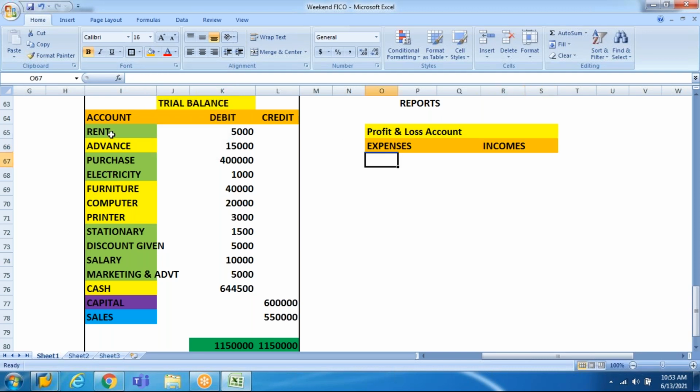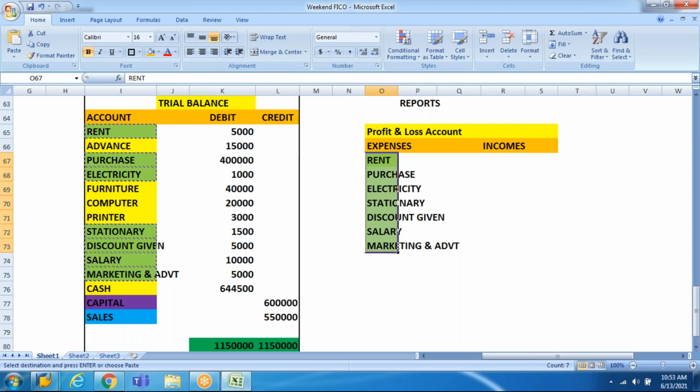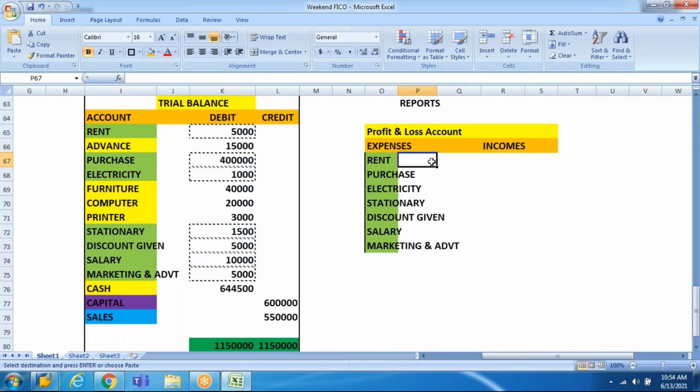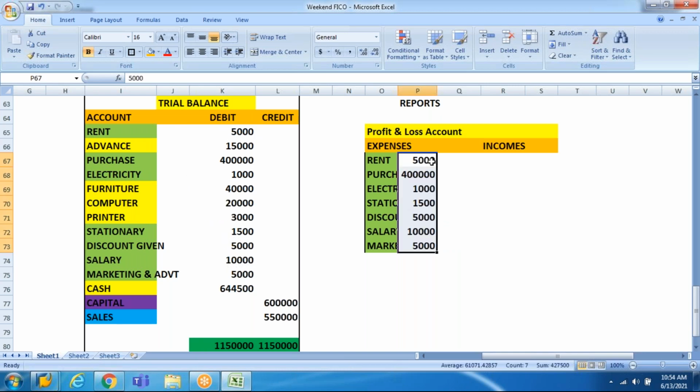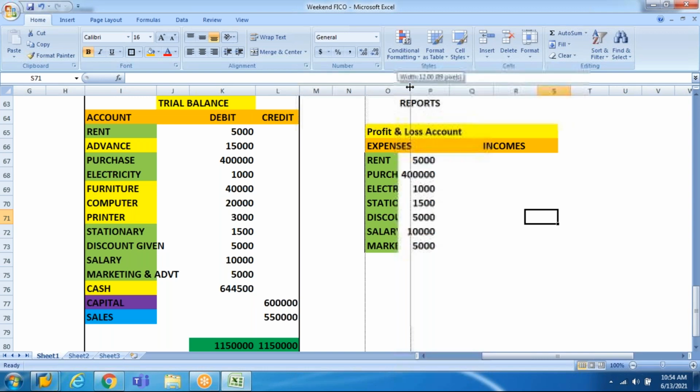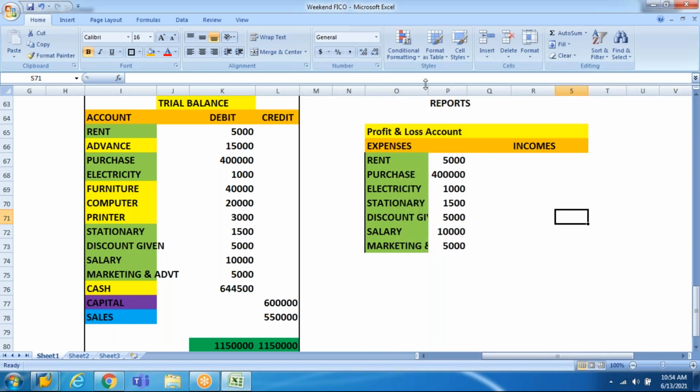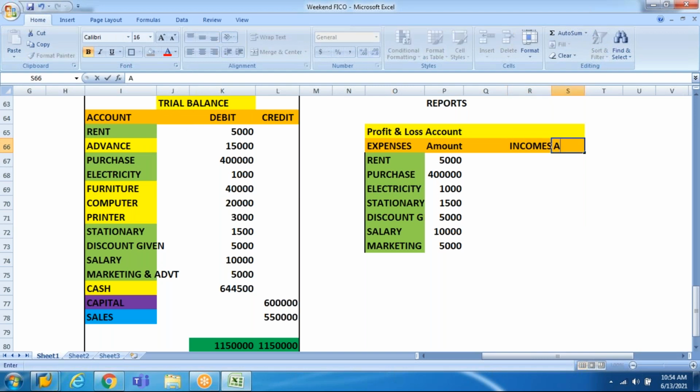Now, what are the expenses we have? Rent, purchase, electricity, stationery, discount, salary, marketing. Copy this, put them here. Correct? And what is the value for this? 1, 2, 3, 4, 5, 6. You are able to understand what I'm doing, right? Yes. Put that here. This is your amount. Here also your amount.